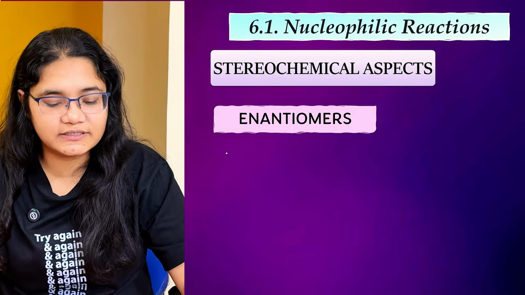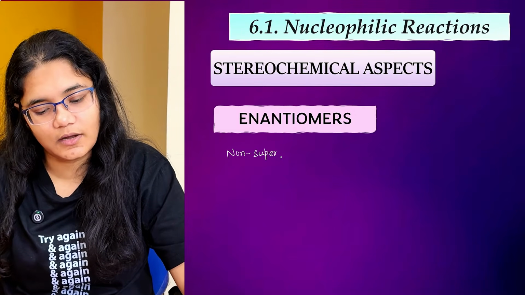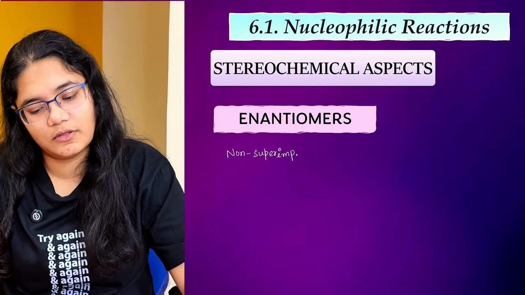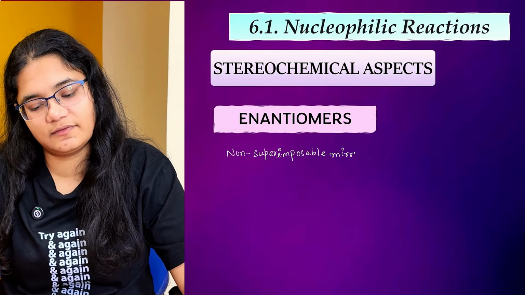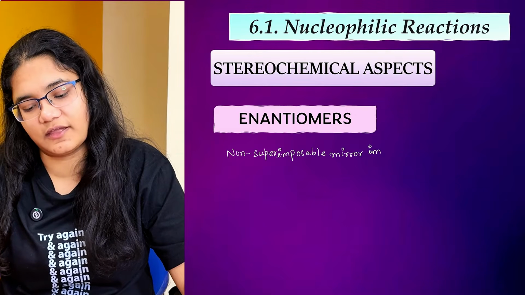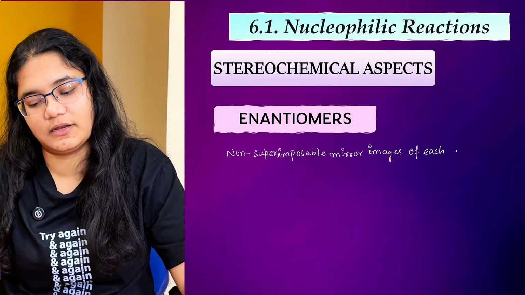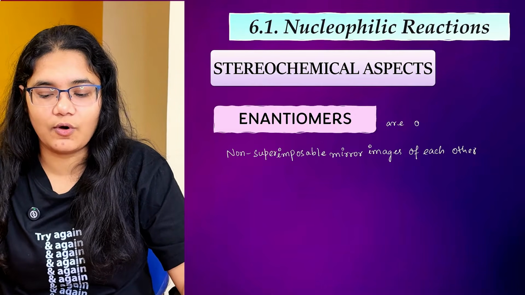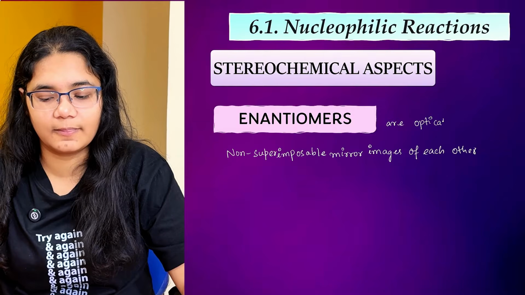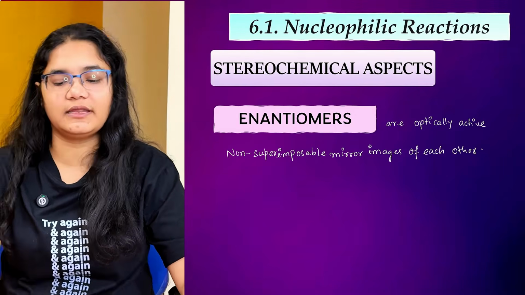So enantiomers are non-superimposable mirror images of each other, okay. Enantiomers are optically active non-superimposable mirror images of each other.